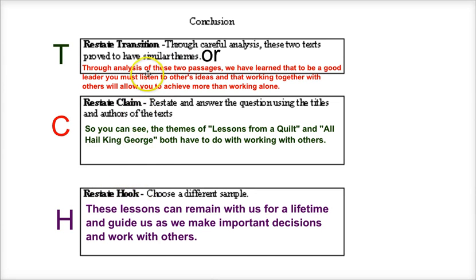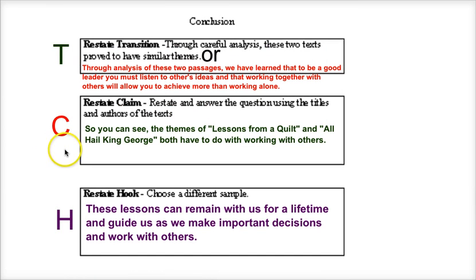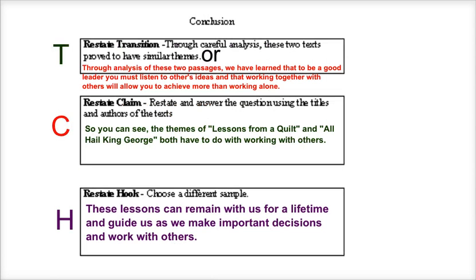Okay, so now we're going to look at the conclusion paragraph, and we're going to talk about how we actually end up reversing the letters. So we're going to go T, C, H. Now you'll see the order of these letters and the order of the sentences that I'm going to share with you are just slightly different than the expert model that I gave you, because the other teachers and I decided that it would make better sense if we took the introduction and just reversed it. So we're going to begin with our transition. And it's going to go like this. Through careful analysis, these two texts prove to have similar themes.